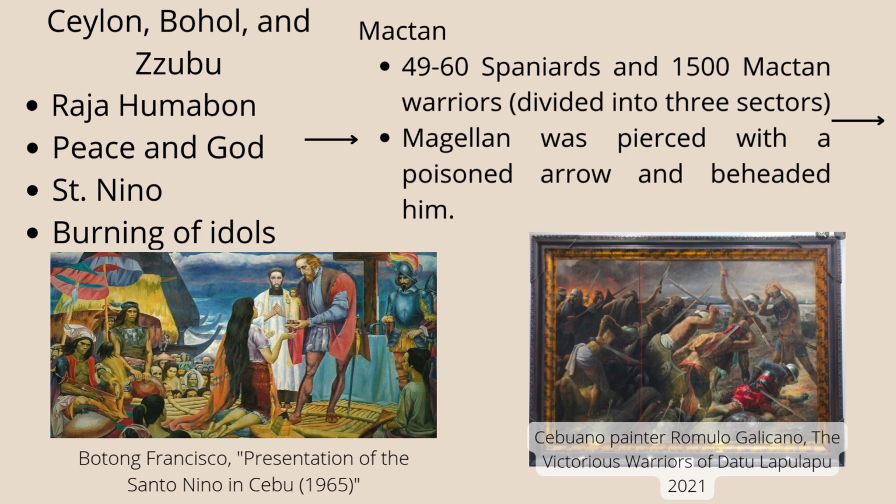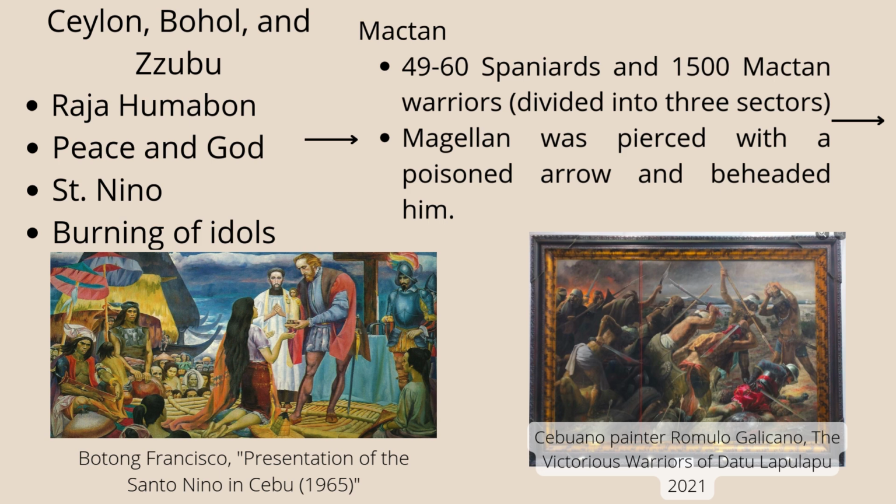Pigafetta described the people of Mactan as valiant. They knew military tactics, they knew how to fight, they knew how to use weapons, since the warriors were divided into three sectors. So the battle began. The Spaniards also burned houses, which angered Lapu-Lapu and his men even more.